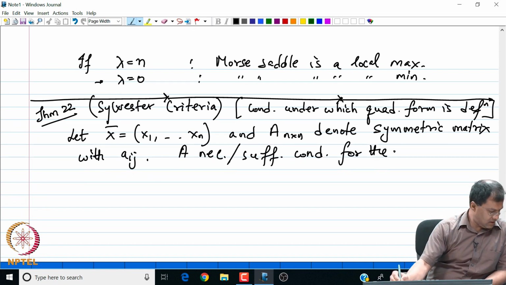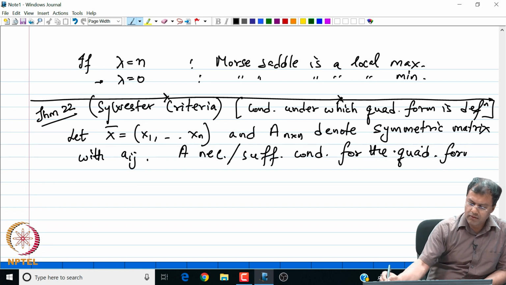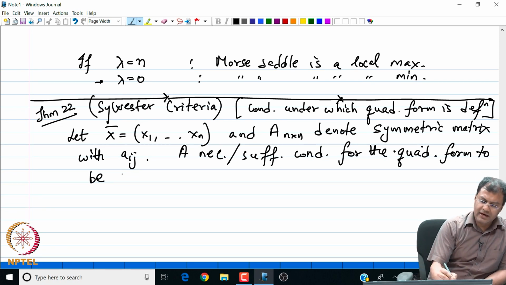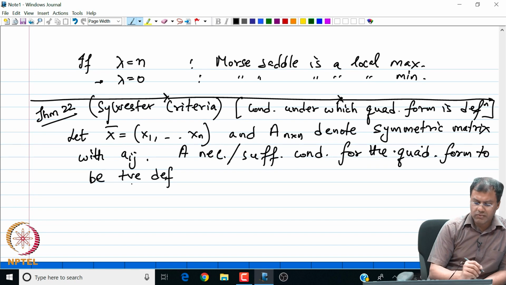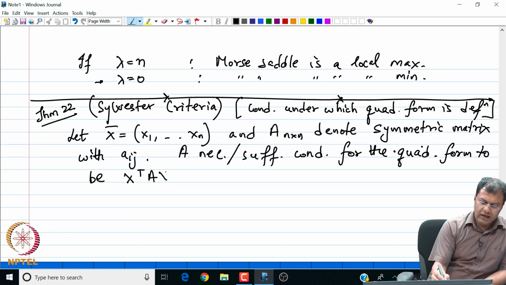the quadratic form to be positive definite is that all its principal minors are positive, namely in particular all the diagonal elements are positive as well as the determinant of the matrix is positive. Okay. So, let me write down what I just said. The quadratic form is in the form x transpose A x. These are the forms that I have to check.